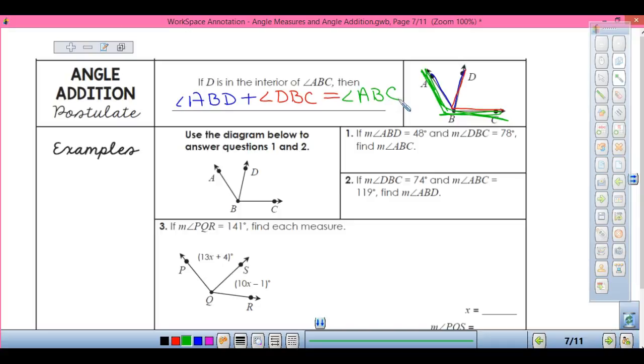Okay, so in number 1, ABD is 48, DBC is 78. So what's ABC going to be? What do I do with those two? Add them together to get 126. You were right. I just kind of added in my head. Don't mind me, I was your teacher for the year. Alright, so DBC is 74. The whole thing is 119. So now what do I have to do to find ABD? Subtract them, and we get 45 degrees.